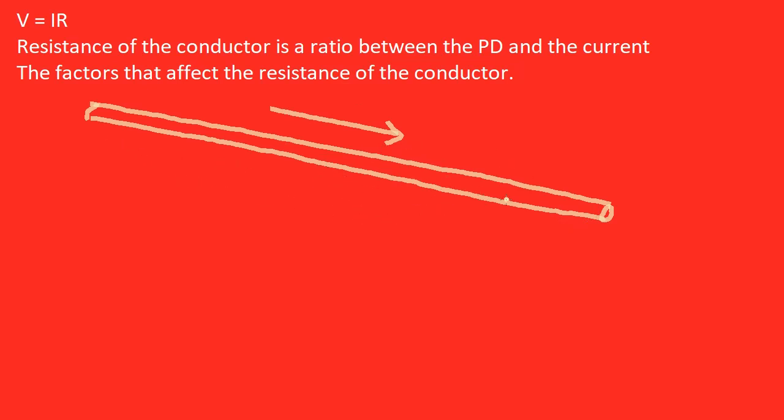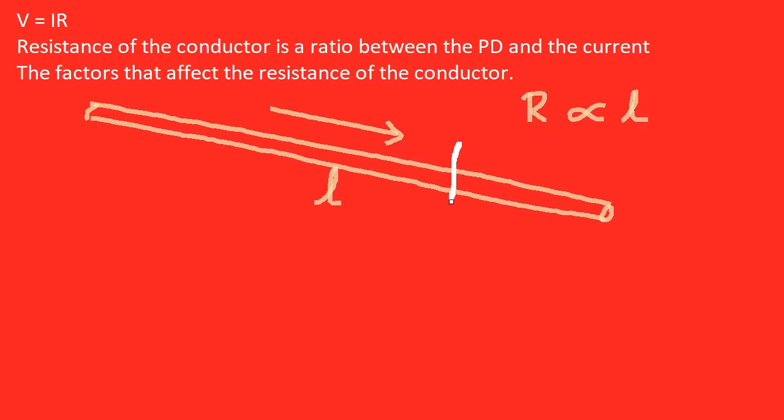The first factor that affects the resistance of the conductor is the length of the conductor. The greater the length, the more difficulty the electrons will have flowing through the conductor. So we can say that the resistance is directly proportional to the length of the conductor. So the greater the length, the greater will be the resistance of the conductor.